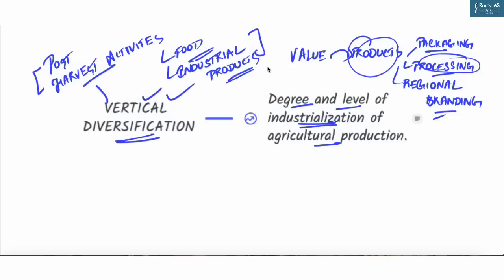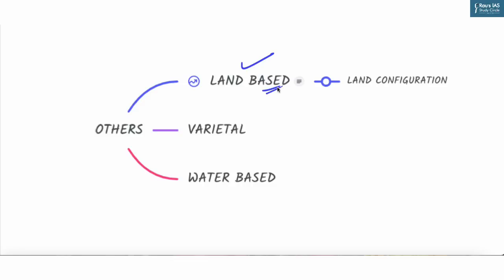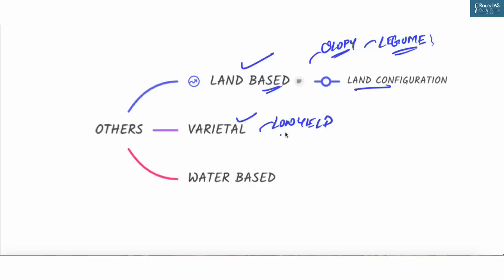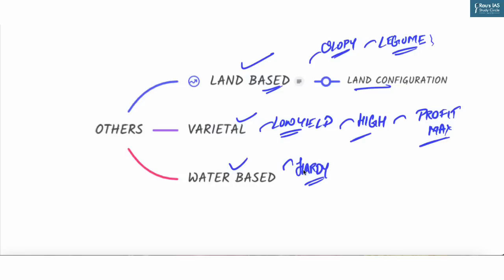Now let's discuss other types also. This includes land based. In this, crops should be selected on the basis of land configuration. For example, on slopy lands, an alternate cropping of erosion promoting and erosion resisting crops like legumes should be adopted. Second is varietal. Here crops having low yield and susceptibility to various vagaries should be substituted with high yielding and sturdy crops. For what? For profit maximization. Third is water based. Here hardy crops like millets should be promoted in rain-fed and water-stressed areas.